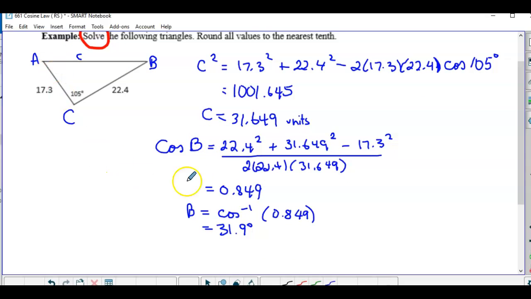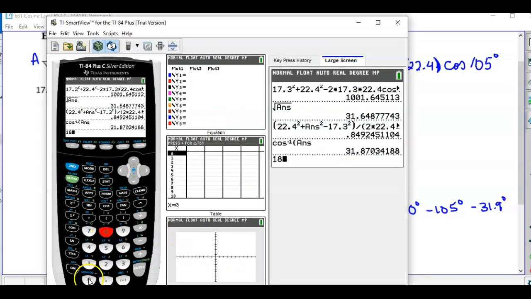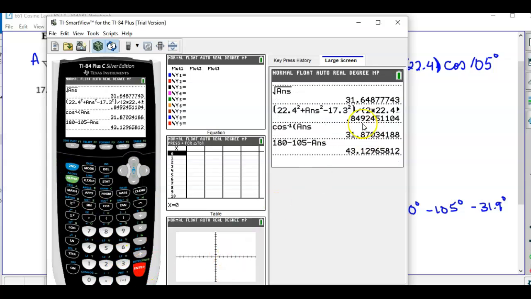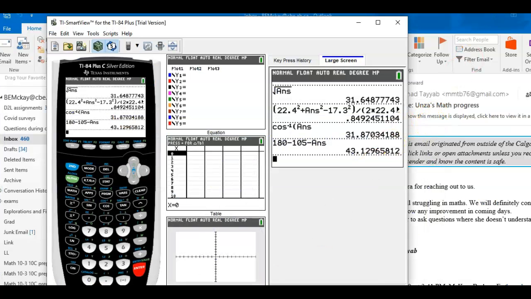And so now I want to get angle A. I'm not going to use cosine law. I have two of the angles. So now angle A is 180 minus 105 minus 31.9. And remember, by using those unrounded values, so using what's in your calculator, you get the most accurate that you can. So now I can go 180 minus 105 minus that previous answer, and I've got 43.1. Oh, sorry.